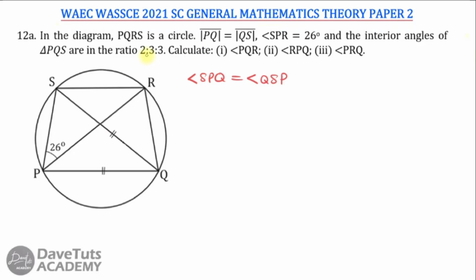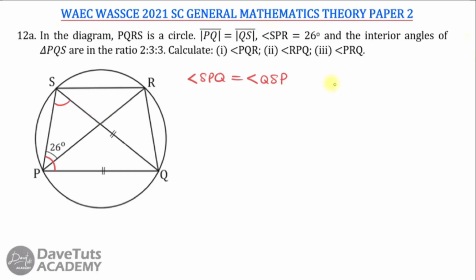Now, in the other information, we're told that the interior angles of the triangle are in the ratio 2:3:3. So which is going to take the least and which are going to be the same? Because we are saying the base angles are equal, then this particular angle here will have to be the one in ratio 3 because it is the same as the one here.